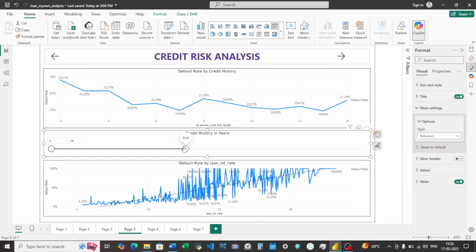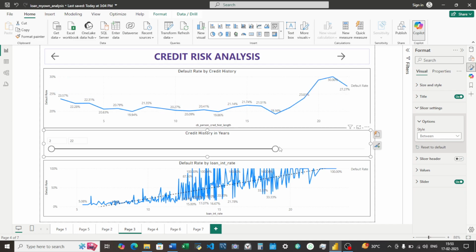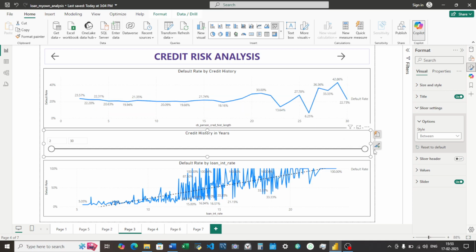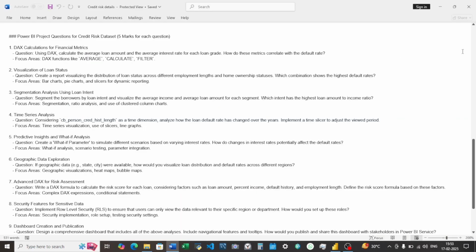Like over here, you could see from 2 to 14 years, this is the default rate trend based on the credit history, and then over here from 2 to 22 years, and 2 to 30 years. This is the trend. Let's go to the next question.